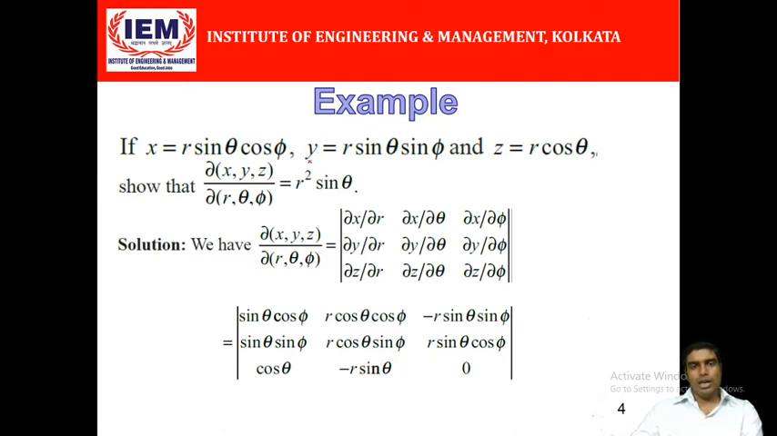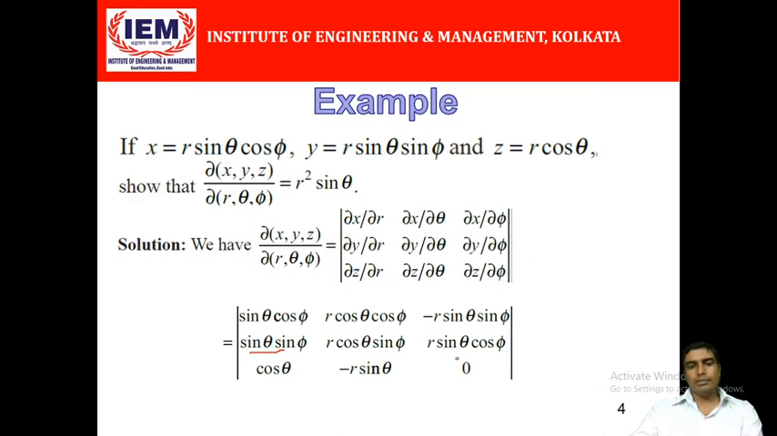Similarly, for y, if I differentiate with respect to r, then r will be removed, so only sine theta sine phi. For the next term I take the partial derivative with respect to theta, so it will be r cos theta sine phi, and again if I differentiate with respect to phi, it will be r sine theta cos phi. And for the last one, z has r and theta but no phi, so the partial derivative with respect to phi will be 0. With respect to r it will be only cos theta, and with respect to theta it will be negative r sine theta.